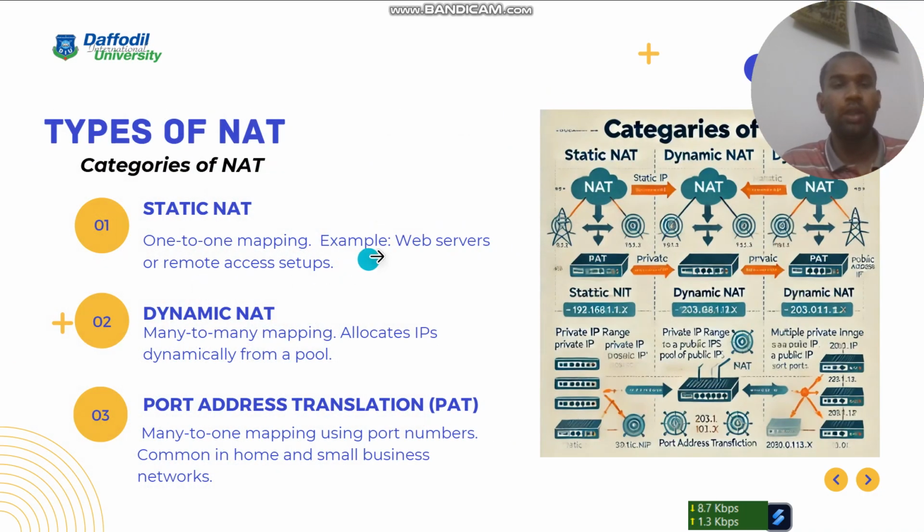Now come to the types of network address translation. Here you can see the picture: static NAT, dynamic NAT, and port address translation. Static NAT is one-to-one mapping, which is used in web servers or remote access. Also, here you can see dynamic NAT, where we use many-to-many mapping, allowing IPs dynamically from a pool. Not only that, many-to-one mapping using port numbers is common in home and small business networks. Here you can see the clear picture.